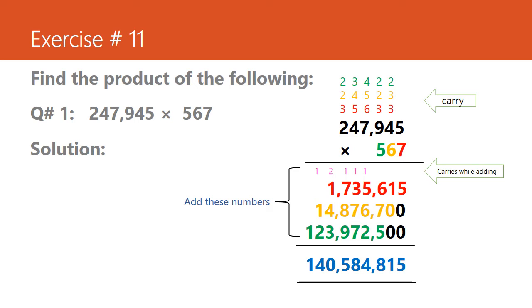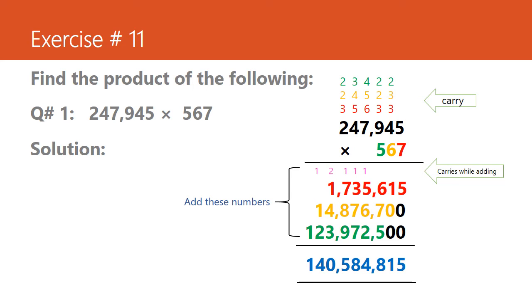Remember to start working from the units column. The units place digit of the multiplier is 7. Let's start multiplication with 7. 7 multiplied by 5 will give 35. Write 5 under the units column and carry 3 to the tens column, as written in red color above. Multiply 7 with all the remaining numbers. After multiplying with 7 you will get 1,735,615 there. The digits are written in red color.